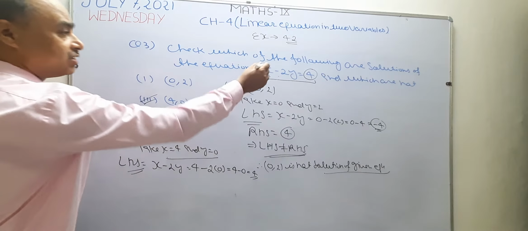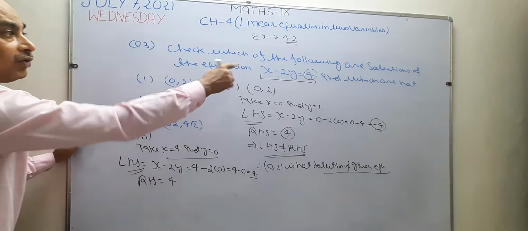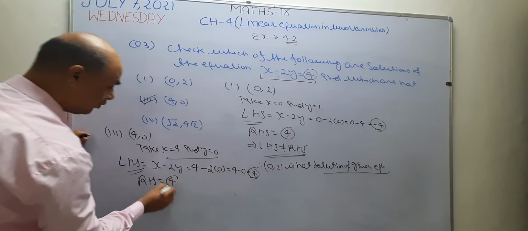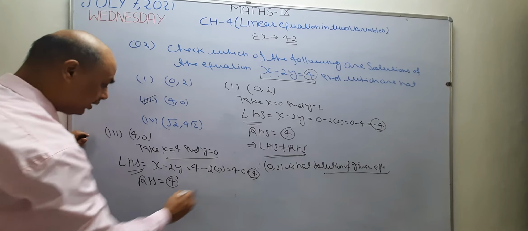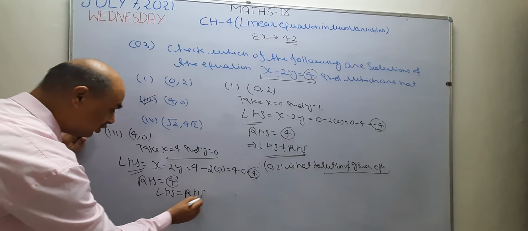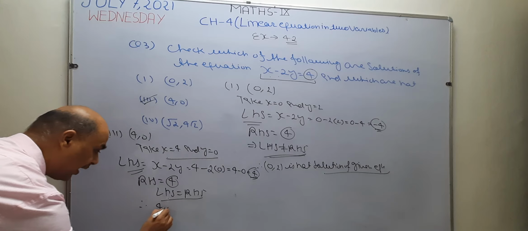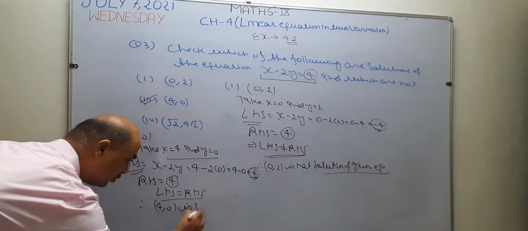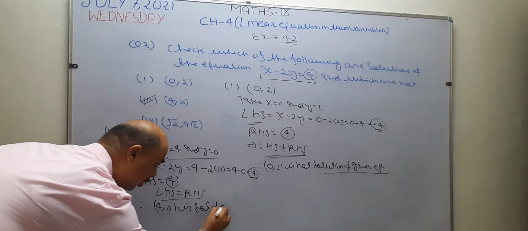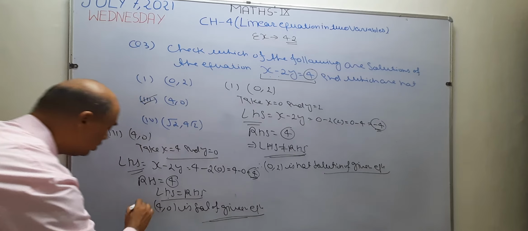Now check its right hand side. In the right hand side, what is written? In the right hand side it is written 4. Now check, are these two equal? Yes, 4 is equal to 4. It means left hand side is equal to right hand side. When these two sides become equal, therefore (4, 0) is a solution of the given equation. So this is the answer.